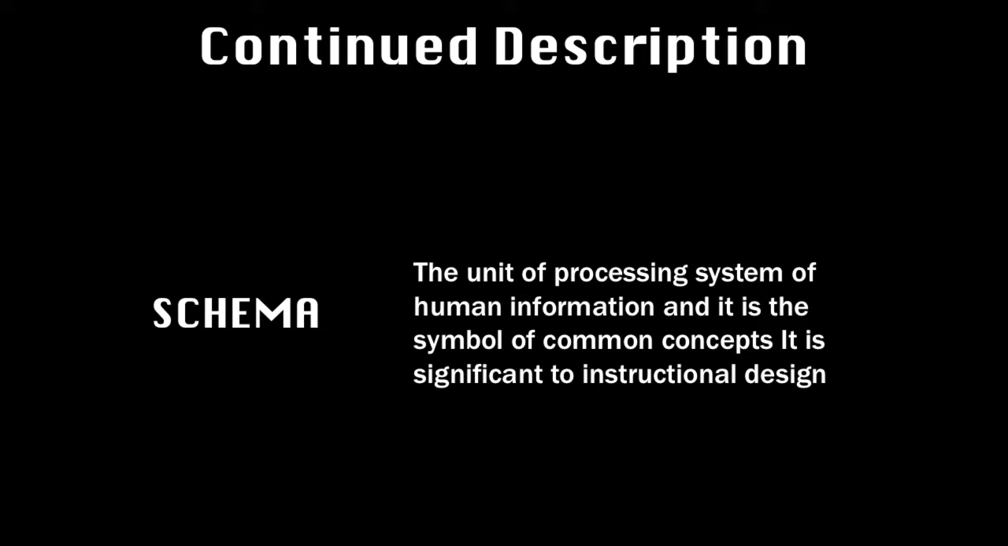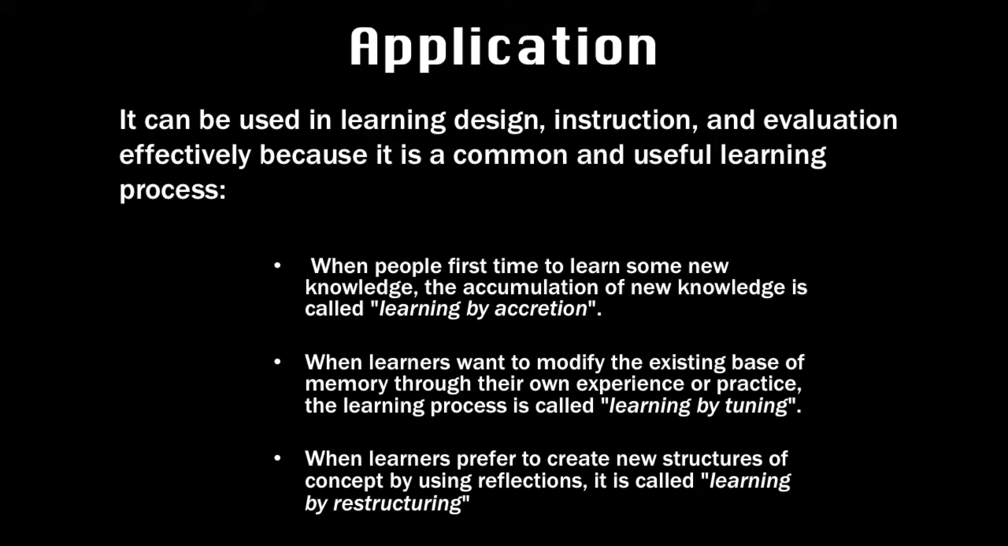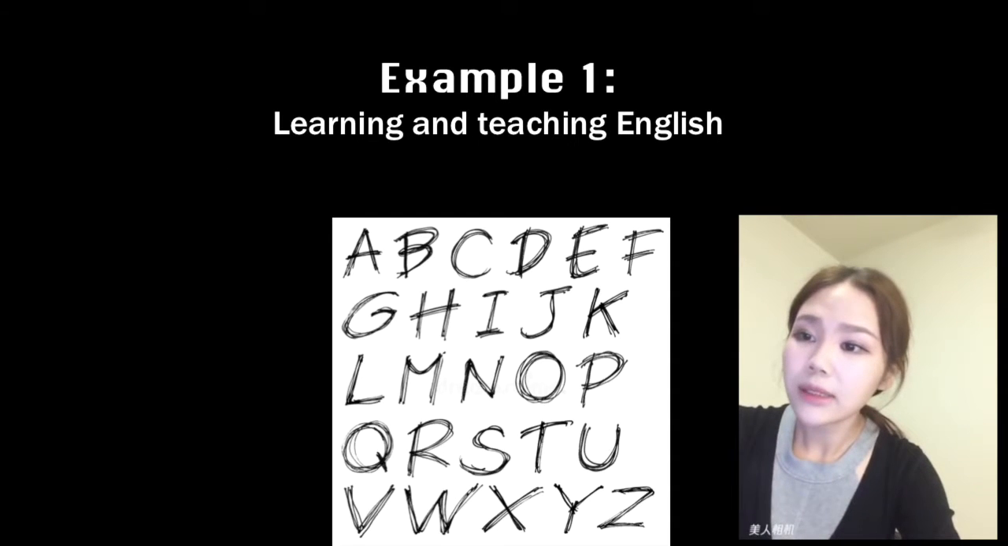Also, the author states an important point in modes of learning, which is called schema. Schema represents the unit or processing system of human information, and it is a symbol of common concepts. The three modes of learning can be used in learning design, instruction, and evaluation effectively. I list three situations to explain each of the modes in learning. There are also some examples that can demonstrate how the model can be used in instructional design.